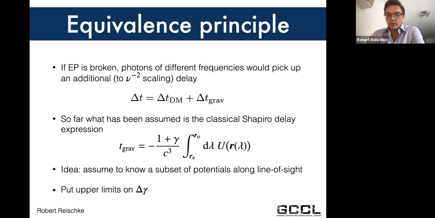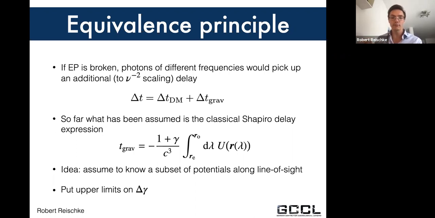And what has usually been done is the idea, okay, let's assume we, for example, only know a subset of the potentials along the line of sight. For example, one could look at an FRB which is far away, and then the light travels through the large-scale structure or through the universe. You say, I don't care about this, and I just care about the gravitational potential of the Milky Way. And I measure the additional time delay, or I put constraints on the additional gravitational time delay due to the breaking of the equivalence principle just from the Milky Way. And by this, I would put an upper limit on the deviation from the equivalence principle.